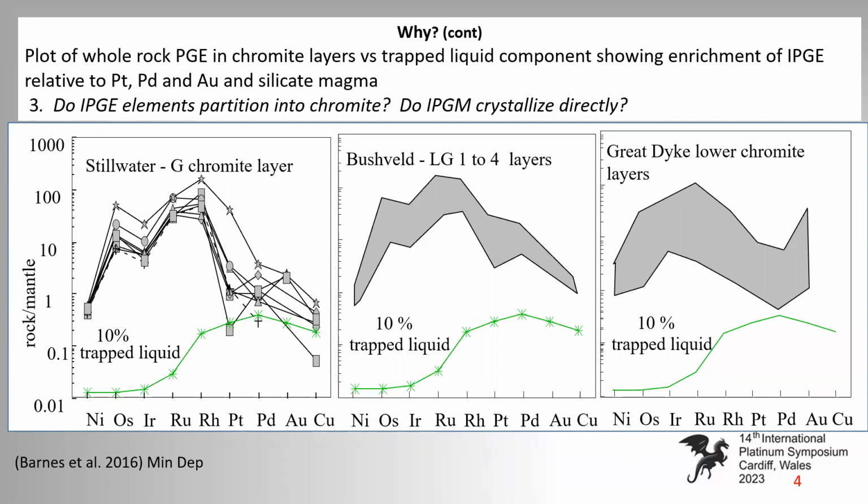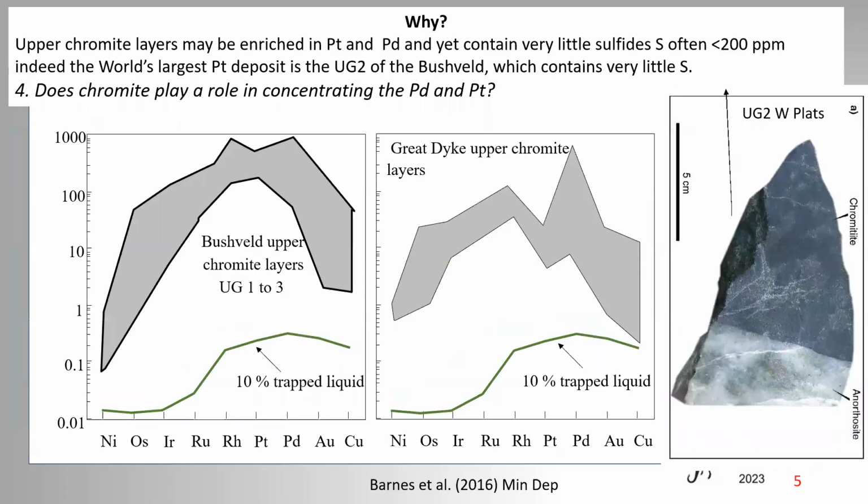If we look at a plot of whole rock compositions for PGEs and chromite layers, and we also look at the composition of the trapped liquid estimates, that's the green line, you'll see that in general, chromitites are enriched in osmium, iridium, ruthenium, and sometimes rhodium. So we can ask, do the IPGE elements partition into the chromite, or are we crystallizing PGM minerals?